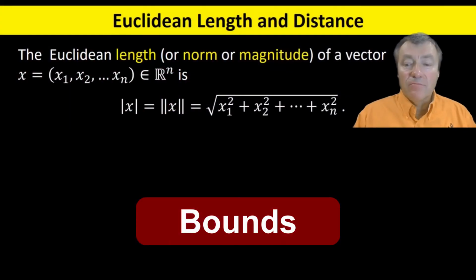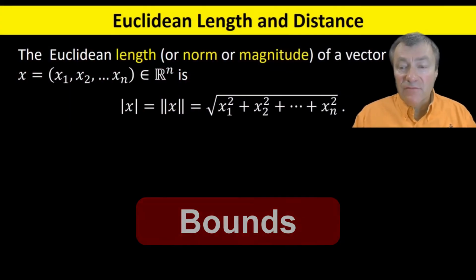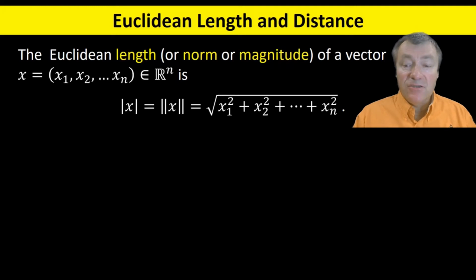Let's talk about bounds for sets. I find it easiest to just start talking about distances and bounds in Rn, even if our immediate interest is in one dimension, in the real line. So here, we use Euclidean length with the standard notion of length for a vector, also called the norm, or the magnitude of a vector.